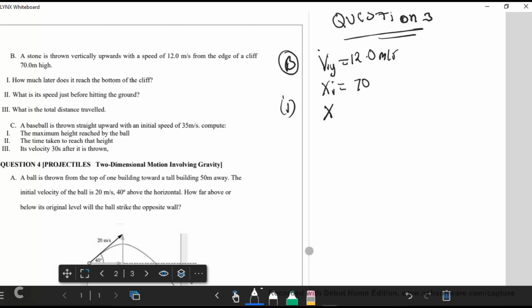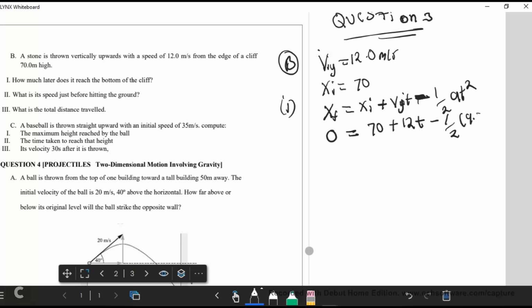You have to say displacement final is equal to displacement initial, plus v y initial t, plus or minus here, because it's in the y, one half a t squared. Remember, the initial is 0, and the 70 here plus 12t minus 1 over 2 times 8.1 t squared.